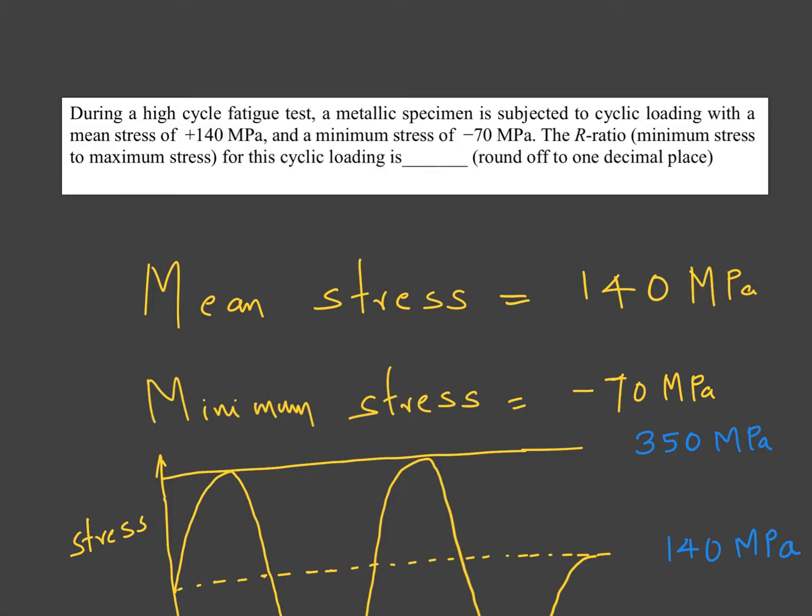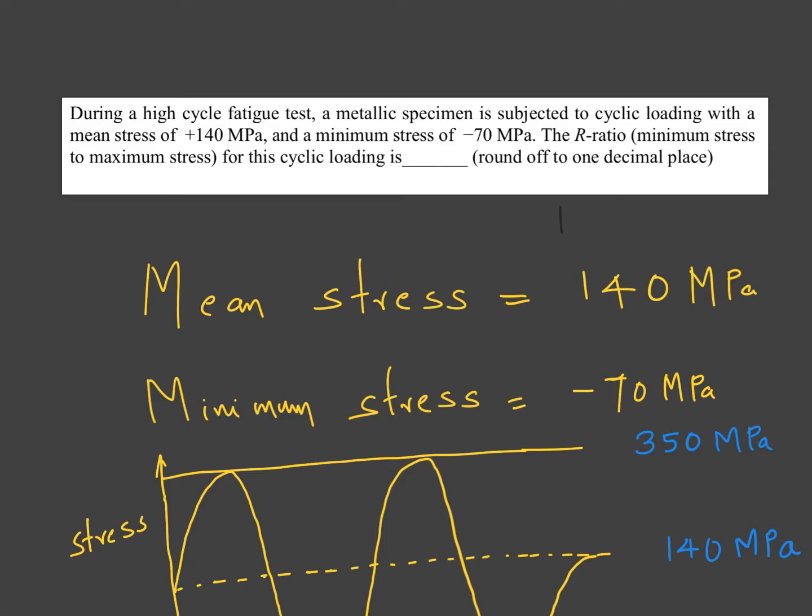You're doing a high cycle fatigue test. A metallic specimen is subjected to cyclic loading with a mean stress of 140 MPa and a minimum stress of minus 70 MPa. The R ratio, which is the ratio of minimum stress to maximum stress for this cyclic loading, is. I think this is a fairly easy question because usually they never used to give us the definition of R ratio. I remember back in 2015, I guess, they asked a similar question and they were not giving you the definition for R ratio.